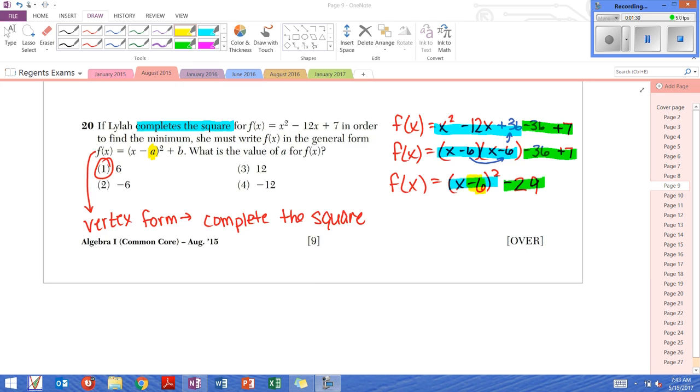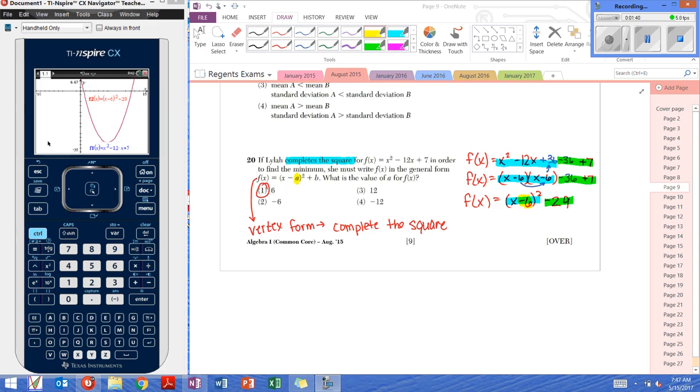Using a calculator on this one isn't the greatest, but what you could possibly do if you wanted to was graph the original equation and the new to make sure that you completed the square correctly. Okay, so here are the two graphs of the original and the new. You can see that the two parabolas lie right on top of each other.